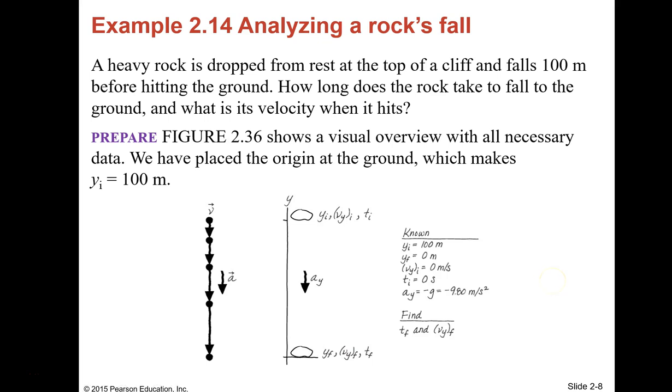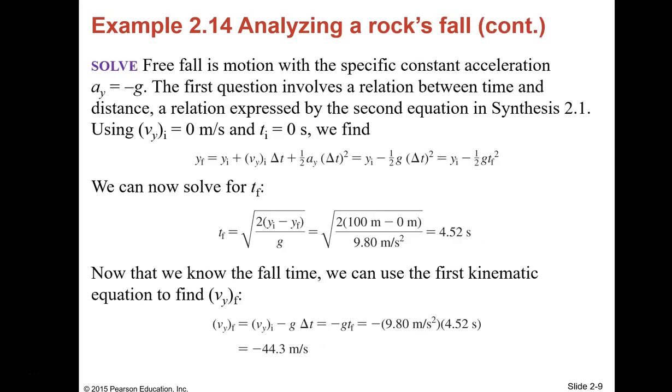So we drop something. We drop a rock, and it falls 100 meters before hitting the ground. We're going to look at how long the rock takes to fall to the ground and what its velocity is when it hits. We know that it's accelerating. We know its initial height. We know its final height is 0. We know its initial speed is 0, because we're just going to let it go. We're not going to throw it down. It just says dropped. And a_y is equal to negative 9.81. We're going to figure out how long it was in the air and its speed when it hits the ground.